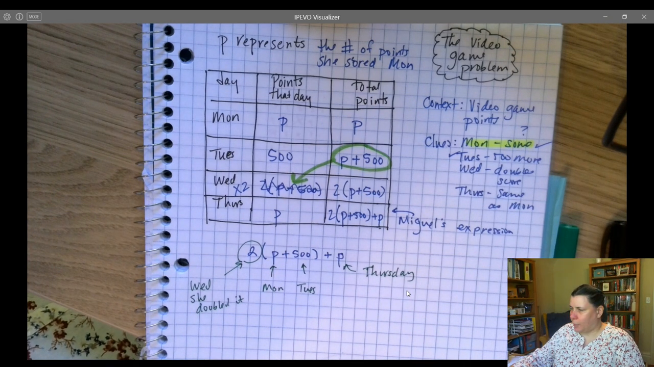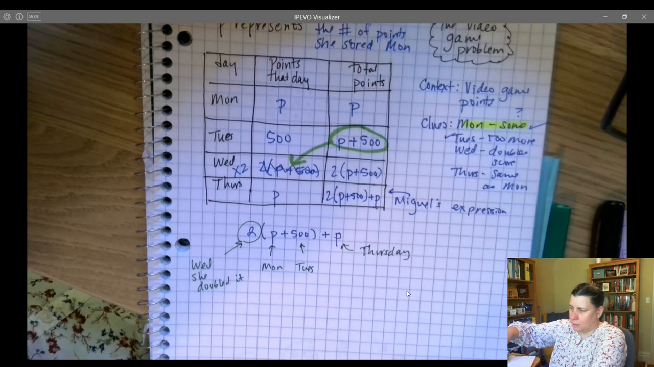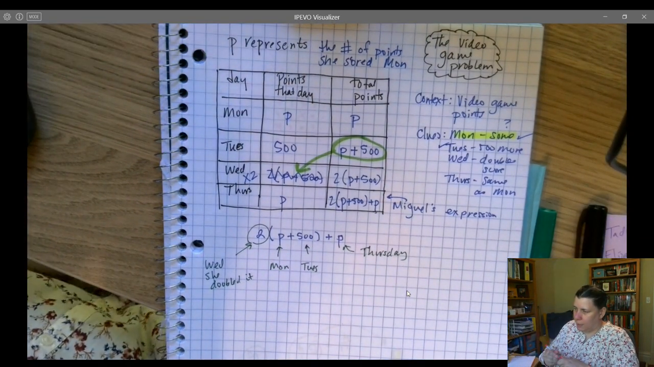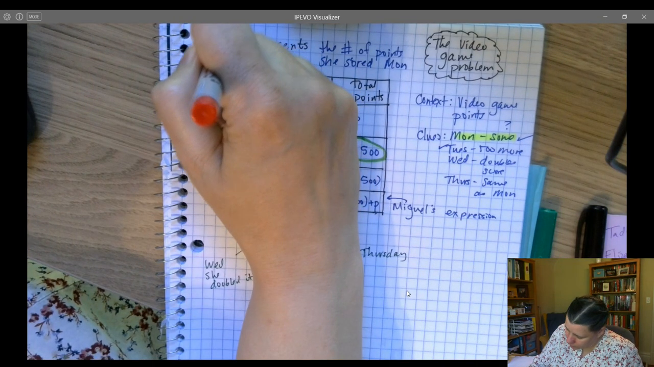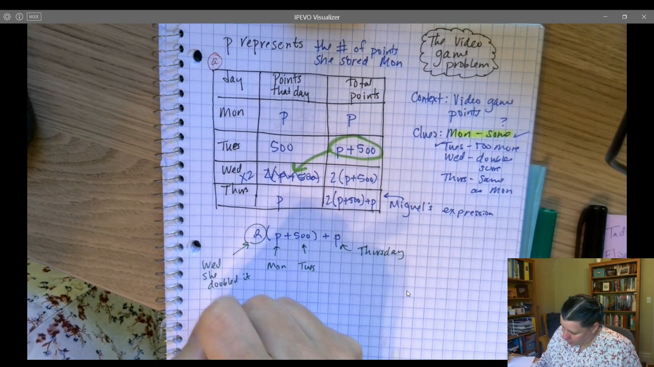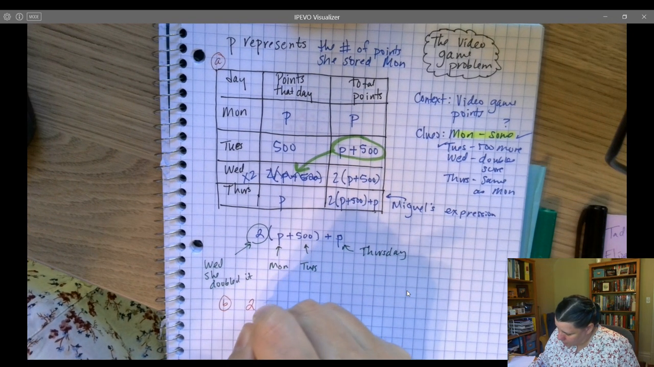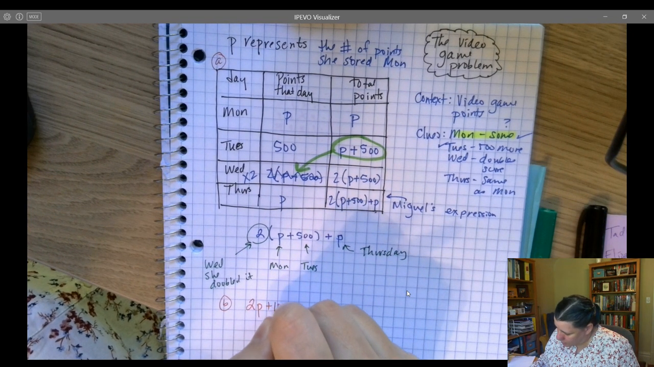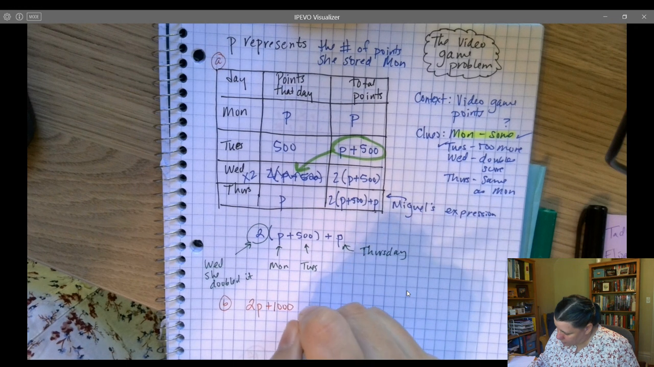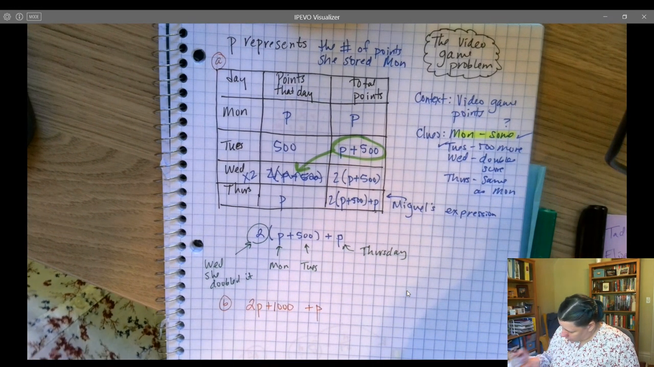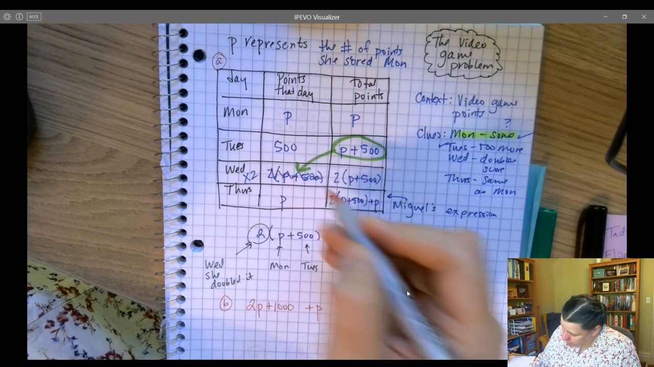And then part B, I wish I could zoom out a little bit. Okay, that'll work. Part B, so this was all part A, kind of. Part B, we have the new expression 2P plus 1,000 plus P. So if we went back up to here, sorry, this is kind of a mess.